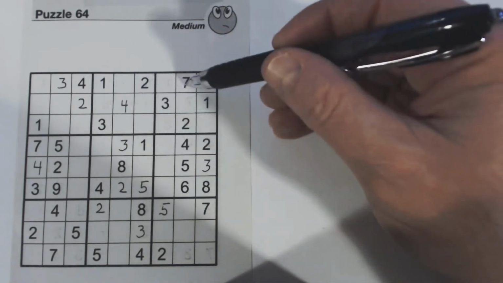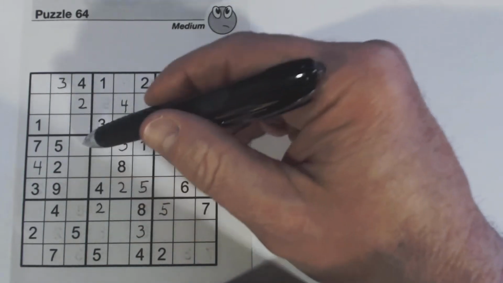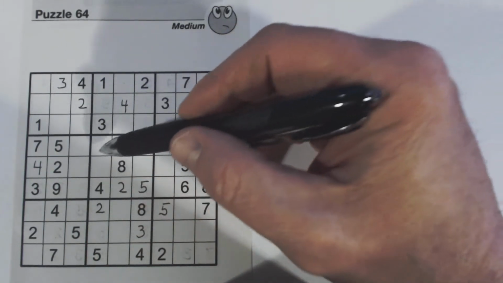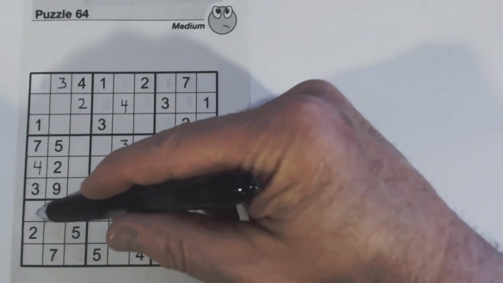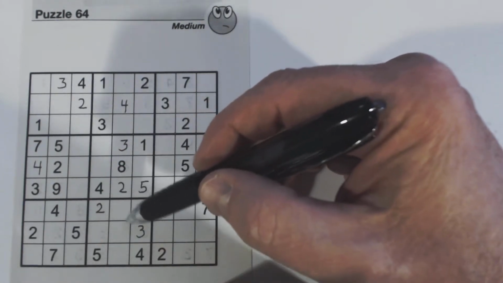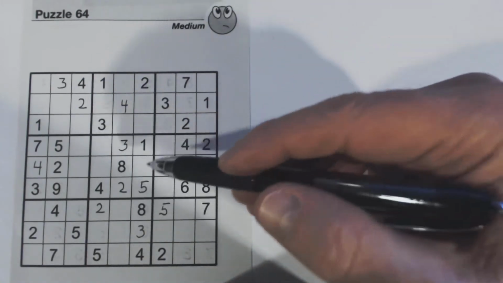Any of those can be a 6. 6. 6. And 6. Okay, 7's. 7 there.